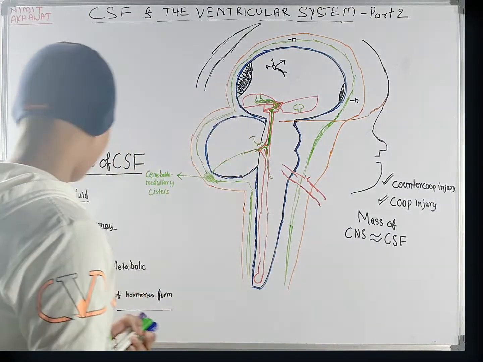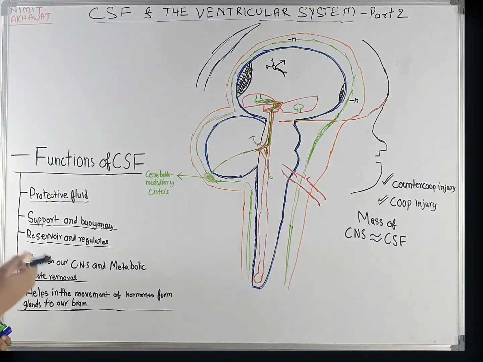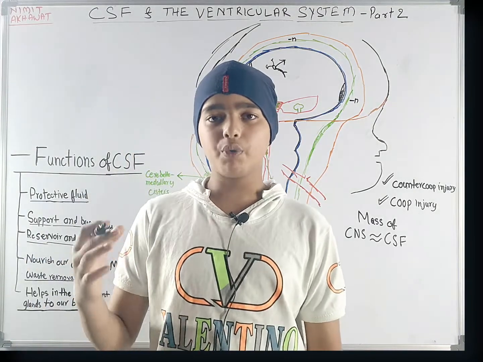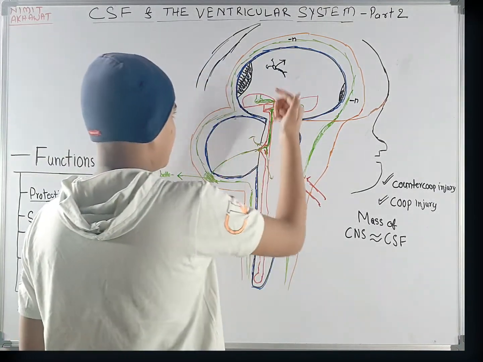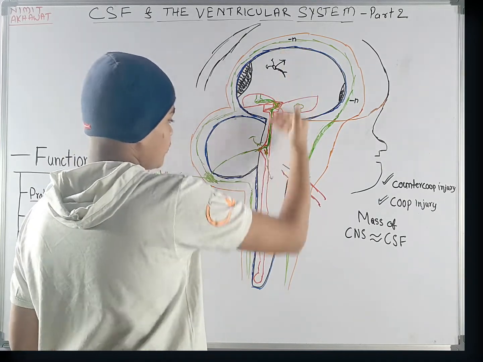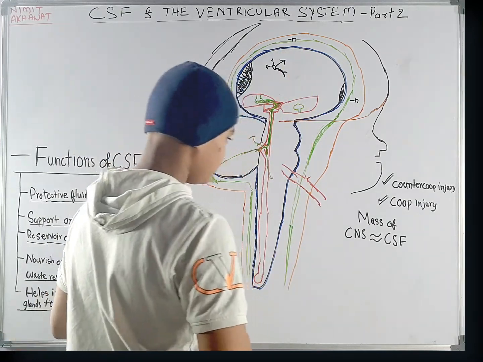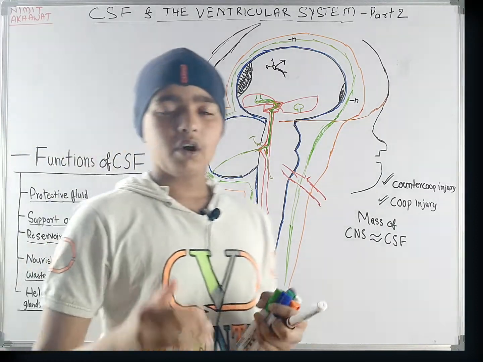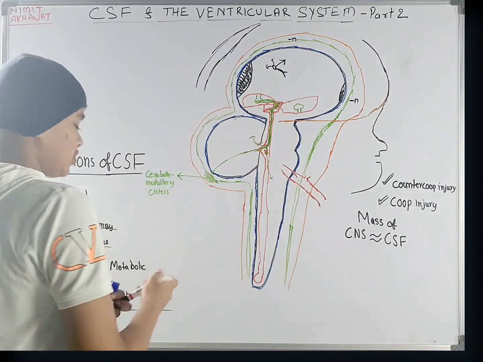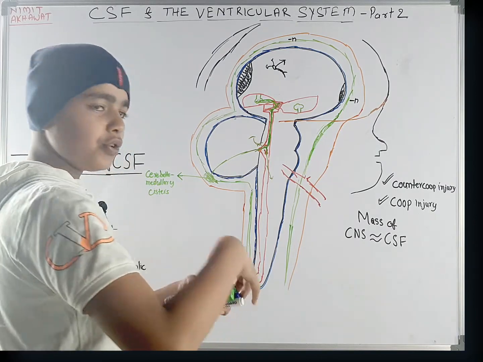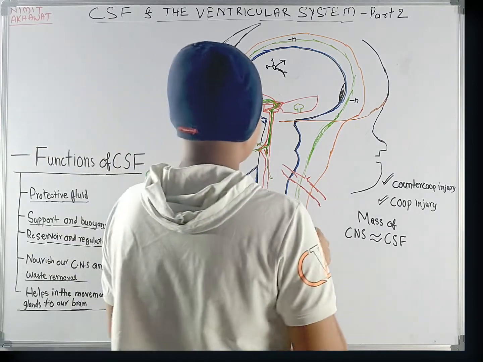Now we will discuss the fourth function of cerebrospinal fluid. The fourth function of CSF is to nourish our central nervous system and act as a metabolic waste remover, which means it removes the waste produced by glial cells which form our central nervous system. All the substances from our blood cannot move into our central nervous system due to the blood-brain barrier.